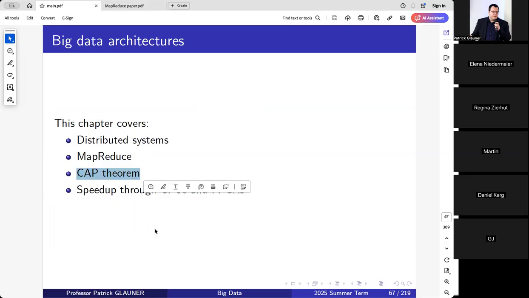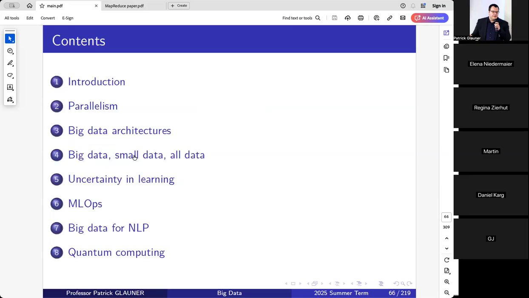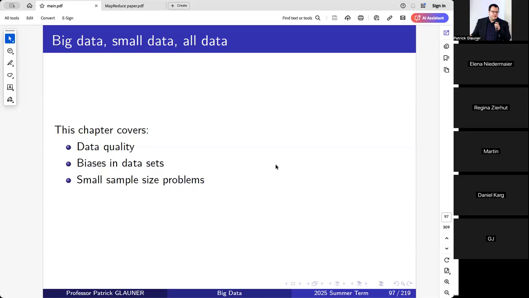We've seen the CAP theorem, a fundamental limitation of every distributed system. And we've seen a bit how we can actually speed up big data architectures with regards to training for machine learning problems. Now, we'll come to a different chapter in which we worry about some practical data issues you will come across in the real world.